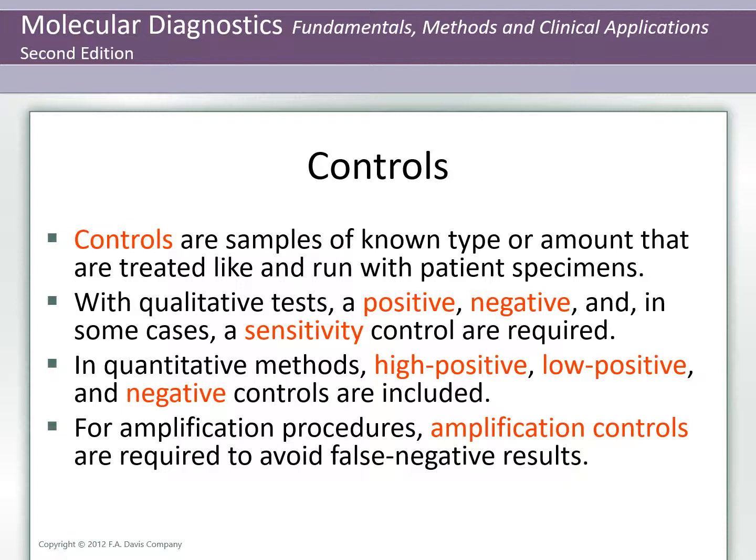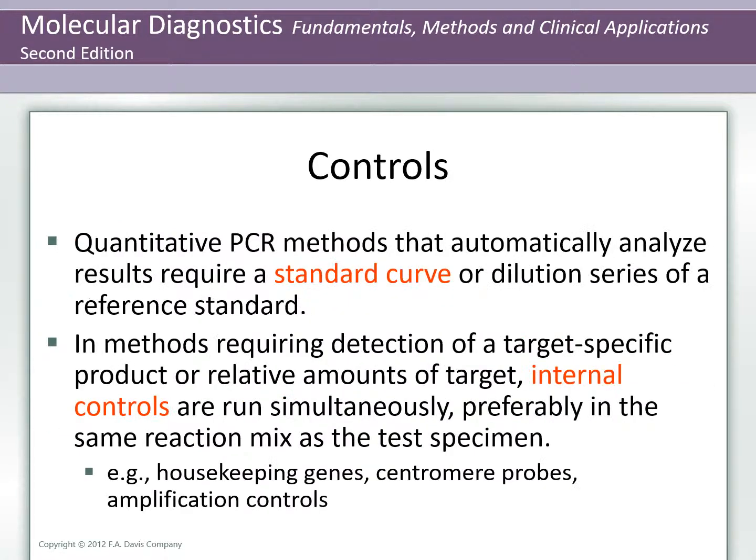In PCR techniques, an amplification control is included as a target that should always amplify. The amplification control is used to distinguish true negative amplification results from false negatives due to amplification failure. Quantitative PCR methods that automatically analyze results require a standard curve or dilution series of a reference standard. In some instruments, the standard curve must be run simultaneously with specimens, while others use previously determined curves that are loaded into the software. Alternatively, results may be calculated manually by linear regression of test results using standard curve data in spreadsheet software such as Excel.